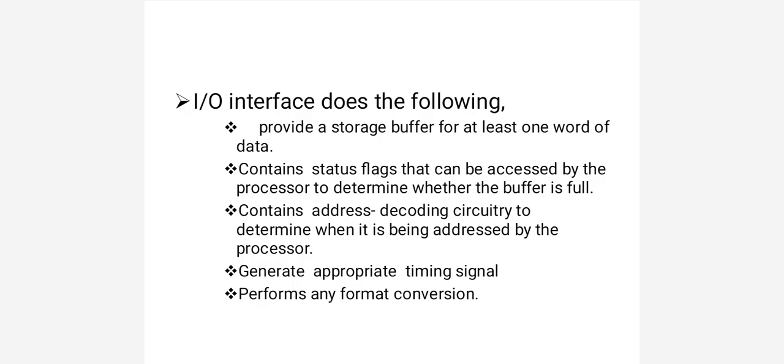And what are the functions of this I/O interface? First function, it provides a storage buffer, and it contains a status flag to determine whether the buffer is full or not. It also contains an address decoding circuitry to decode the address, it generates appropriate timing signals, and it performs any format conversion. So there are five main functions for an interface circuit.